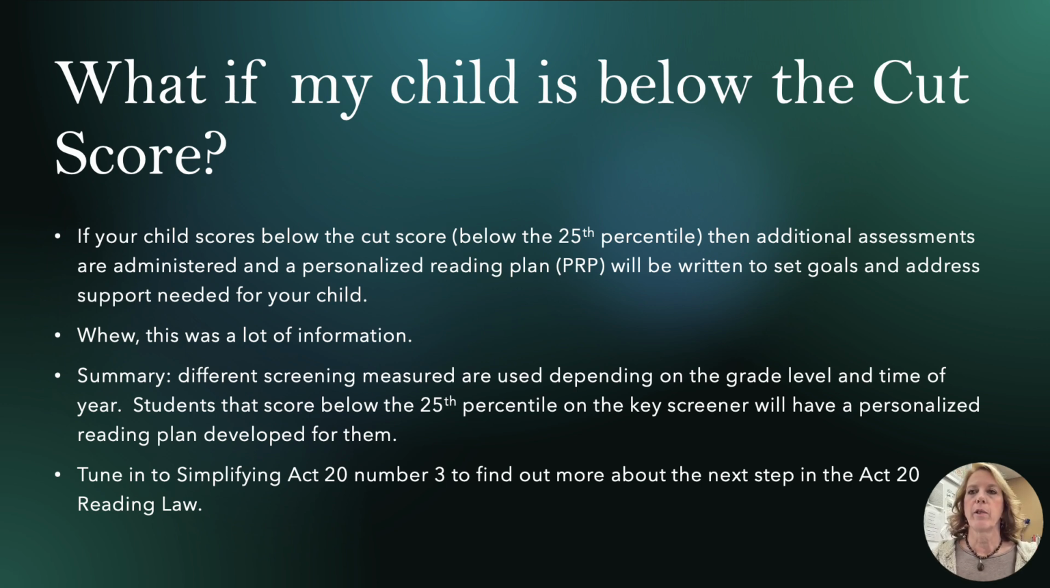That was a lot of information. The quick summary is different screening measures are used depending on the grade level and the time of year. Students that score below the 25th percentile on the key screener will have a personalized reading plan developed for them. To learn more about those diagnostics, please tune in to our next video, and we will see you there.